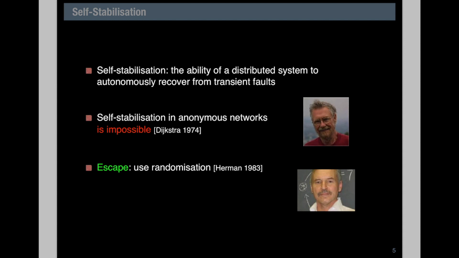Now, there is this result by Dijkstra in the 70s that says that self-stabilization in networks where all the nodes are anonymous, so you're not supposed to use the identities, you're not supposed to distinguish, let's say, process number 3 from process number 7 because all nodes are anonymous, is impossible. So similar to the Fischer, Lynch, and Paterson result, this is an impossibility result. And again, you can solve this because you can break the symmetry by using randomization. And this was proposed by Ted Herman in the early 80s.